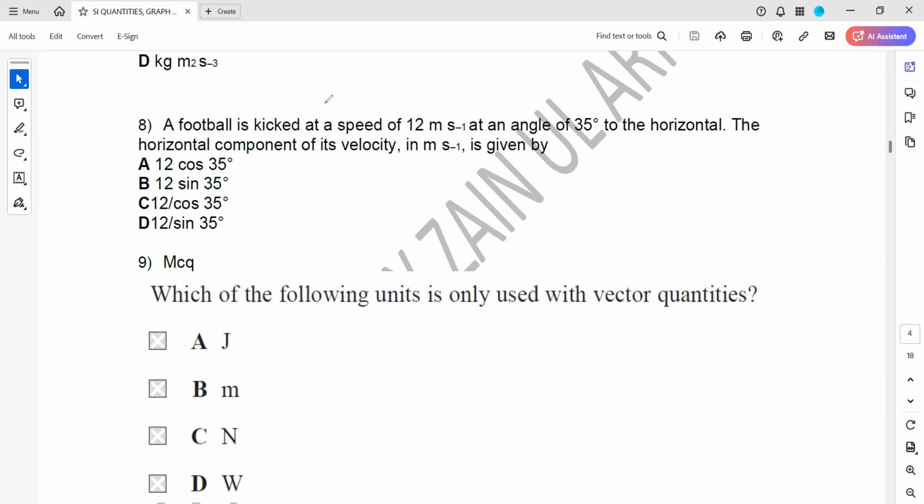Question 8. A football is kicked at a speed of 12 meters per second at an angle of 35 to the horizontal. So it will have two components. One of the components is with an angle, so this will be 12 cosine 35. And one is opposite to the angle, that will be 12 sine 35. But we need the horizontal one, so the horizontal one should be 12 cosine 35. So A should be the right answer.